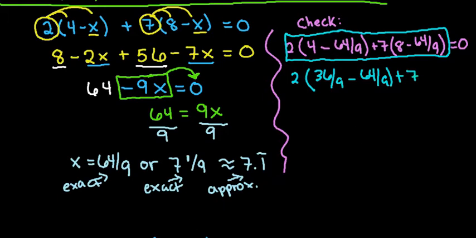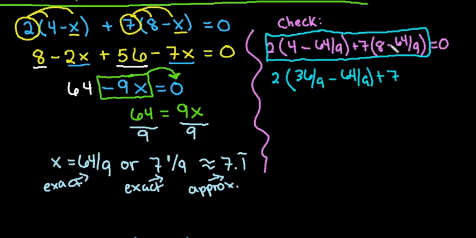Plus 7 times 8 times 9 is 72. So we could think about 8 as really 72 ninths minus 64 ninths. And we want to see, does this equal 0?